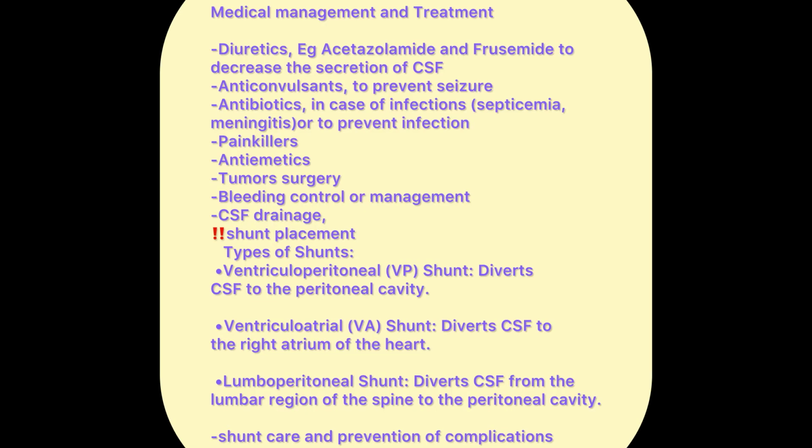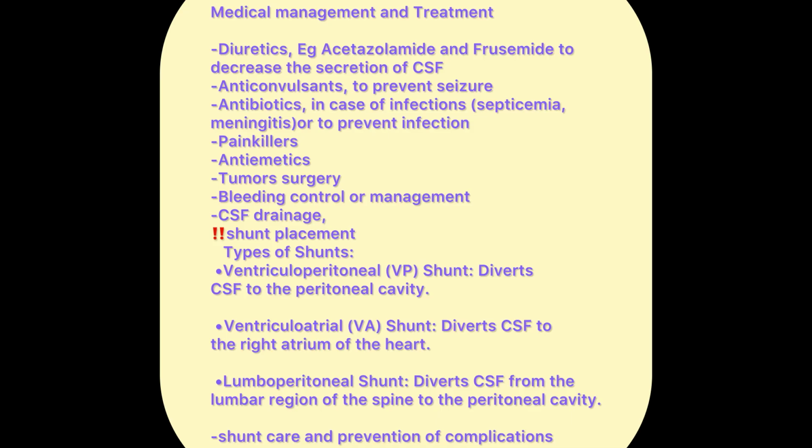Let's go on to medical management and treatment. Diuretics are used, like acetazolamide and furosemide. Anticonvulsants are used to prevent seizures. Antibiotics are used in case of infections. Painkillers are also necessary in case of severe headache. Antiemetics are given for vomiting because there is projectile vomiting in hydrocephalus. And surgery is done in case the hydrocephalus is caused by a tumor in the brain.